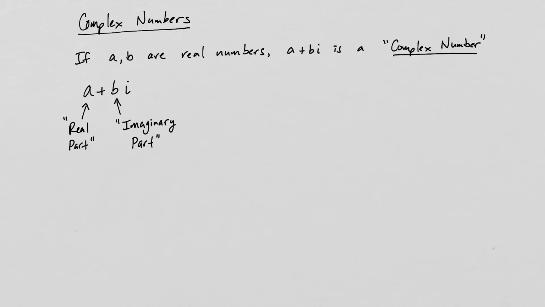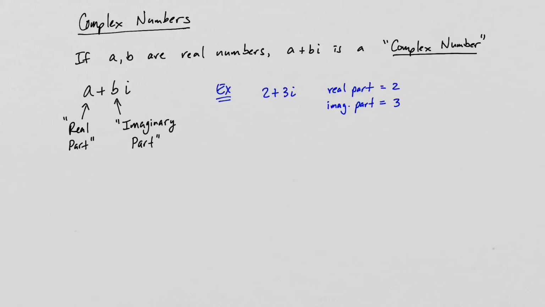So let's just look at a few examples of complex numbers. A number like 2 plus 3i is a complex number. The real part of this complex number is 2, and the imaginary part of this complex number is 3. Not 3i, just 3.